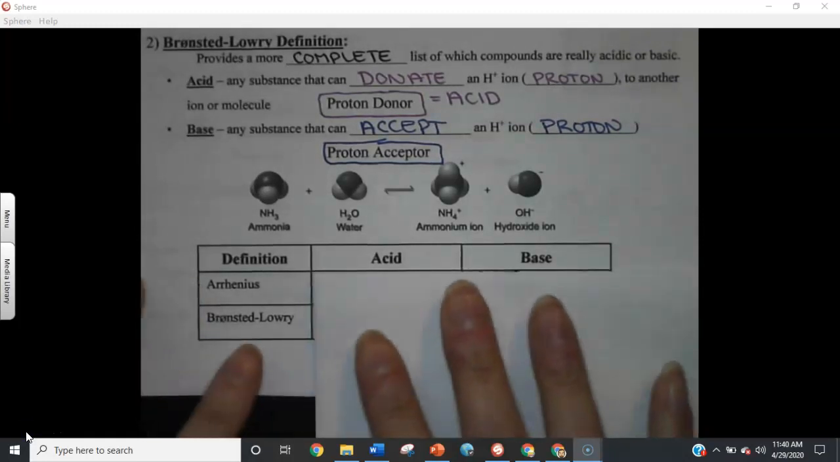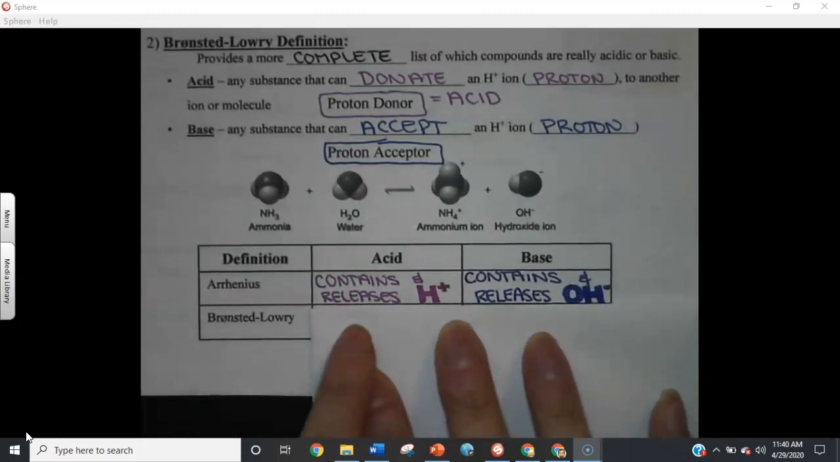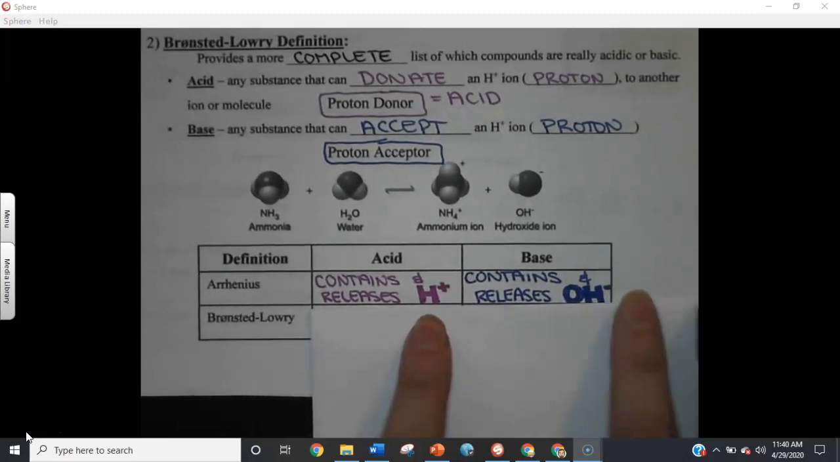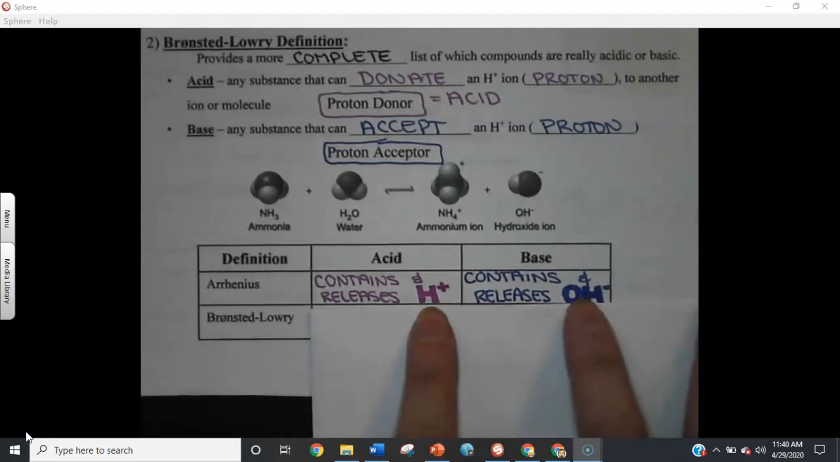Arrhenius definition of acid and base. An acid is something that already contains and then releases H plus, hydrogen. A base is something that already has and releases hydroxide, OH. So for the Arrhenius definition, I had this to start with and I let it go at the end. For bases, I had OH to start with and I let it go at the end.